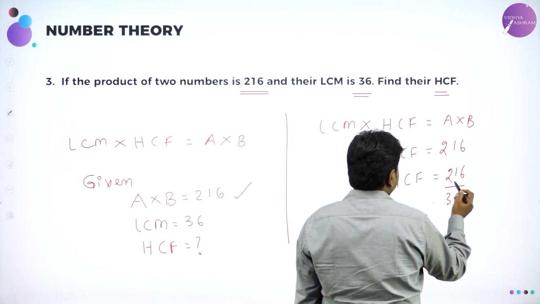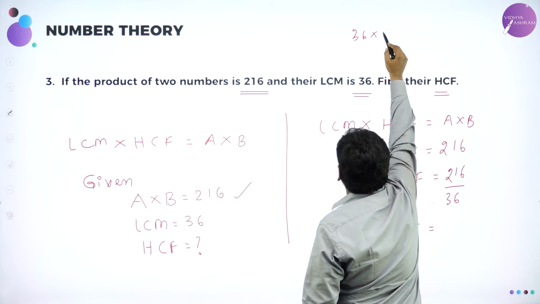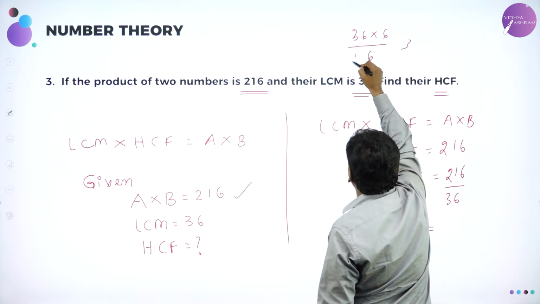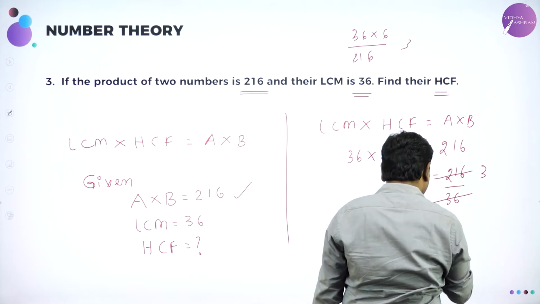HCF. So 6 is the ending number. I will try with 6. So what is 36 into 6? 6 6s are 36, 6 3s are 18, 18 plus 2 is 216. So 36 6s are 216, so 36 into 6 gives it. So HCF is 3 exactly.